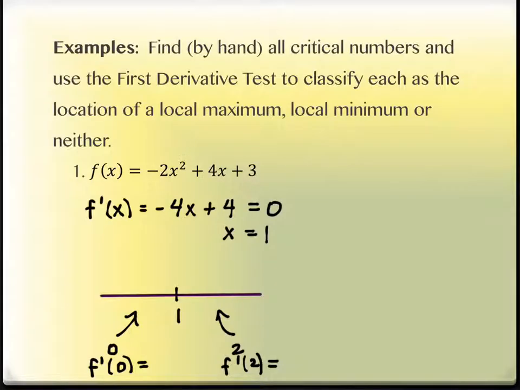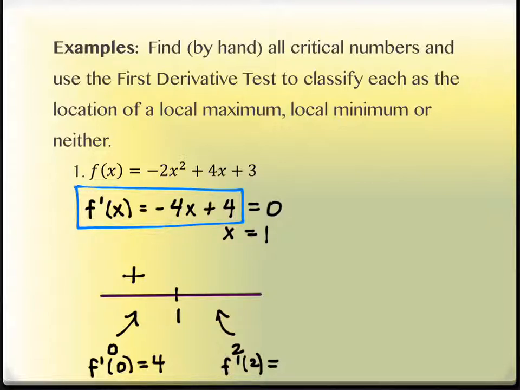So let's take a look at what happens. Let's actually find the value just for the sake of having done so. If I plug in 0 into the derivative, what do I get? I get 4. And when I say plug it into the derivative, I mean the value that I had before I set it equal to 0. Okay? I get a 4. Is 4 positive or negative? It is positive, you bet.